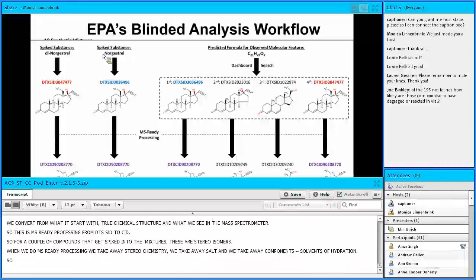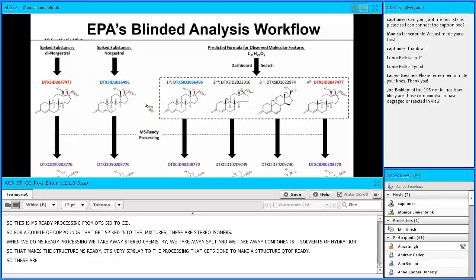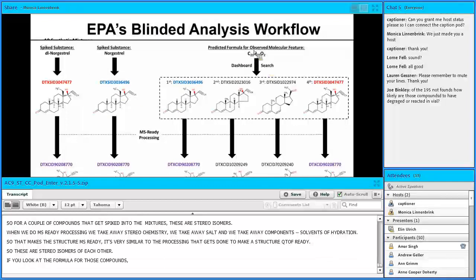It's very similar to the processing that gets done to make a structure QSAR ready. So these two are stereoisomers of each other. If you look at the formula for those compounds, what we detected on the mass spectrometer is this formula right here.